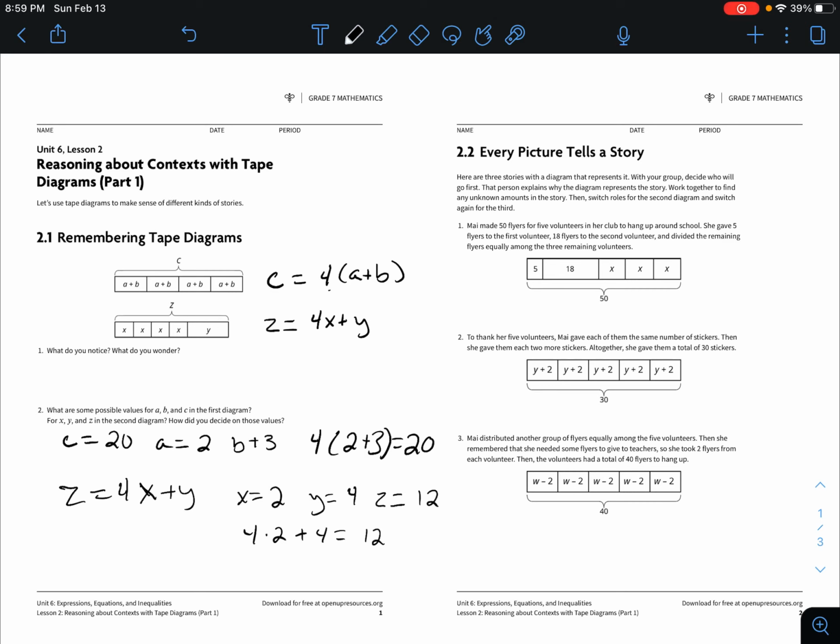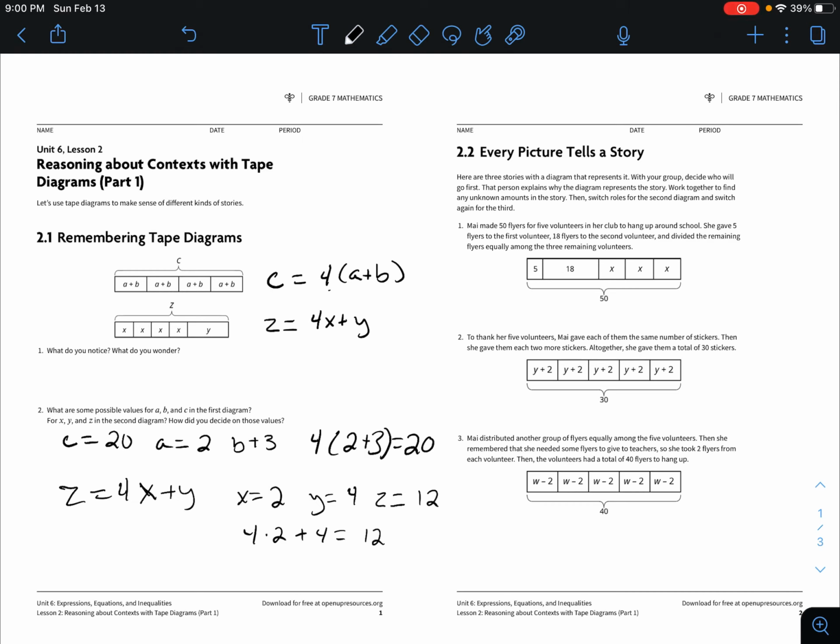Okay, 2.2, every picture tells a story. So here are 3 stories and diagrams that represent it. We're going to look at it and decide what the variable might represent. So let's see, this first one says Maya made 50 flyers for the 5 volunteers in her club to hang up around school. She gave 5 flyers to the first volunteer, 18 flyers to the second volunteer, and divided the remaining flyers equally among the 3 remaining volunteers.